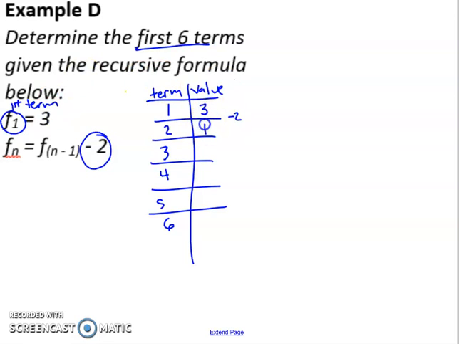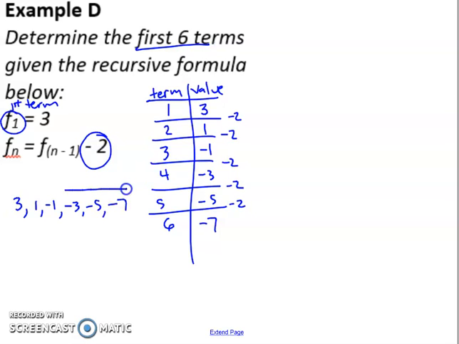3 minus 2 is 1. 1 minus 2 is -1. -1 minus 2 is -3. Negative 3 minus 2 is negative 5. Negative 5 minus 2 is negative 7. So my first 6 terms: 3, 1, negative 1, negative 3, negative 5, negative 7. There it is. Guys, that's all it is. Recursive, just use the pattern to keep going. Okay, that's it.